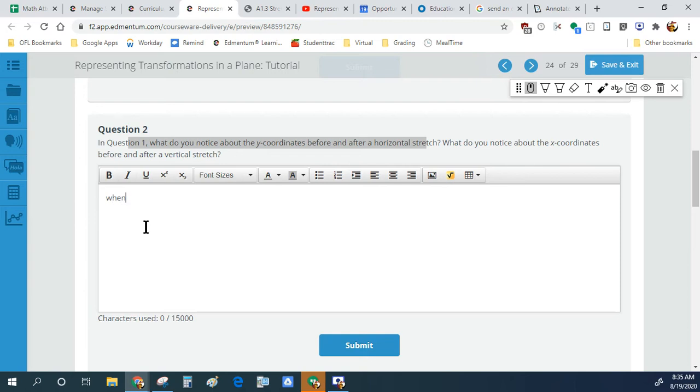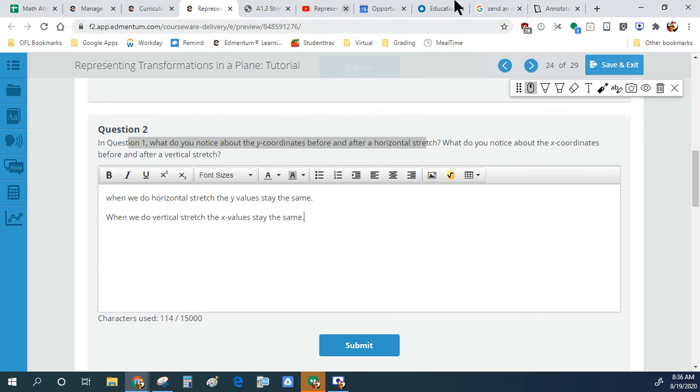So when we do horizontal stretch, the y values stay the same. And I had already explained that when I was first talking about this. What do you notice about the x values when we do vertical stretch? When we do vertical stretch, the x values stay the same.